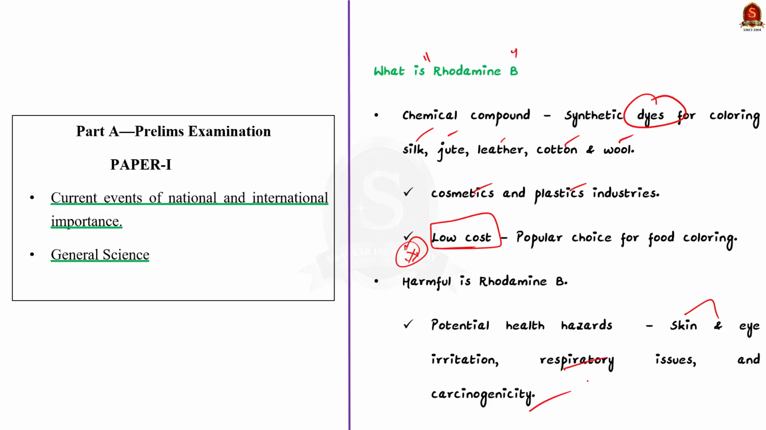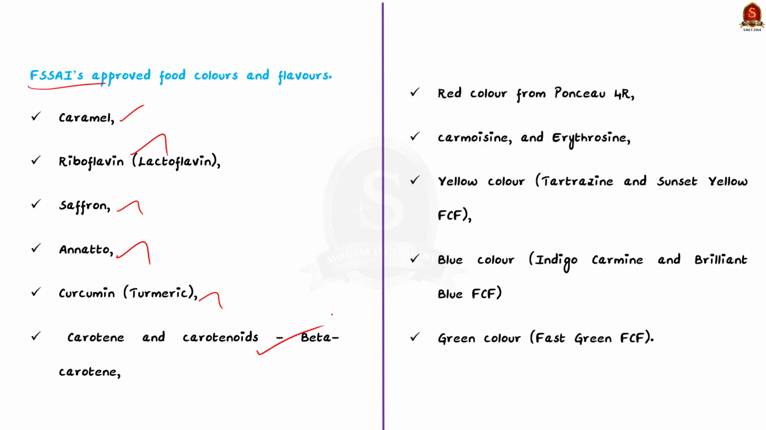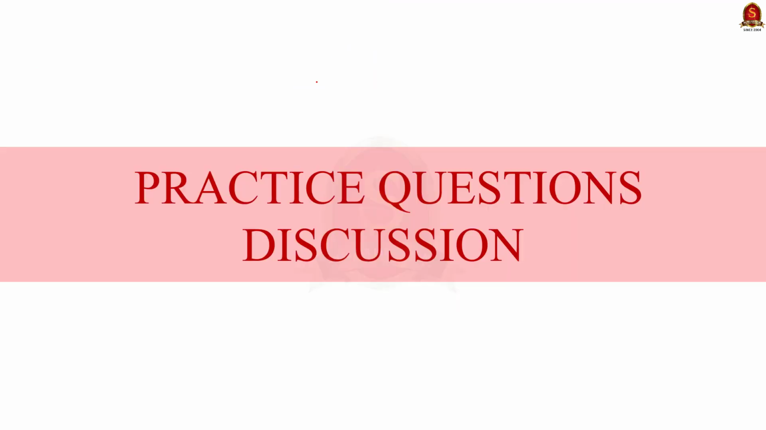Moreover, let us see about the FSSAI's approved food colors and flavors. They are caramel, riboflavin, saffron, annatto, curcumin, carotene and carotenoids, including beta-carotene, red color from Ponceau 4R, carmoisine and erythrosine, yellow color tartrazine and sunset yellow FCF, blue color indigo carmine and brilliant blue FCF, and green color fast green FCF. So these are some of the approved food colors and flavors by FSSAI. So with this, let us move on to the prelims practice question discussion.